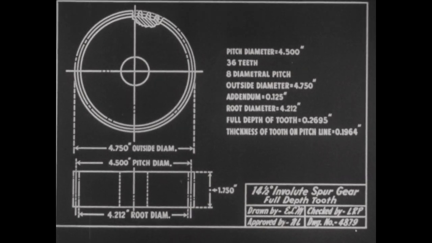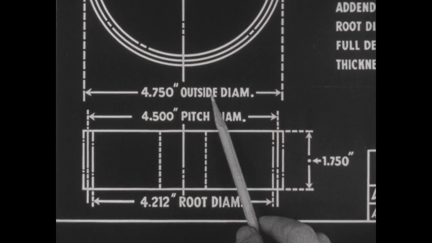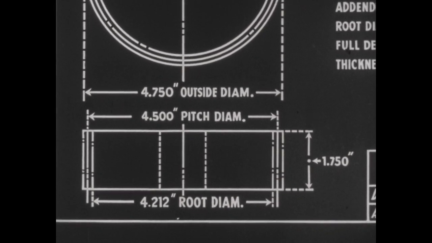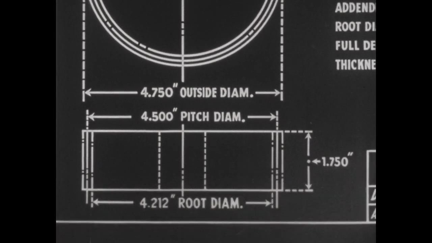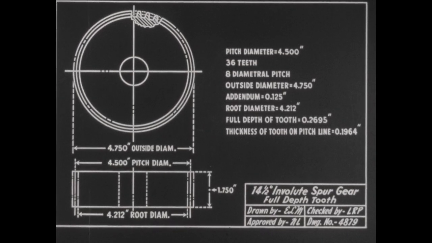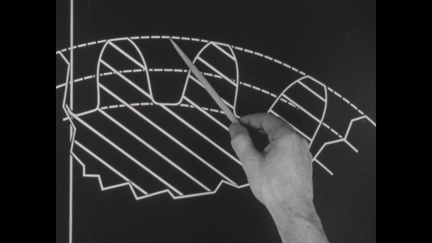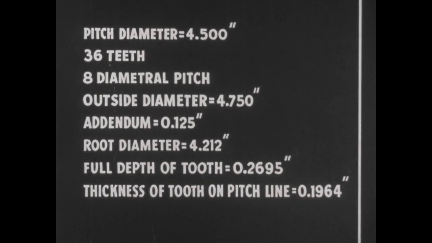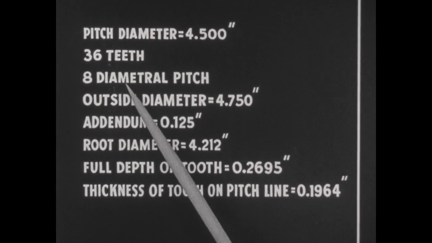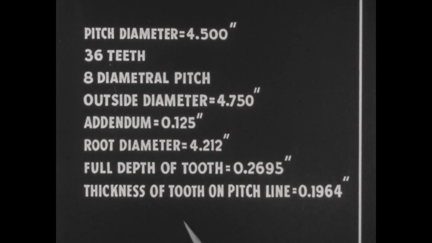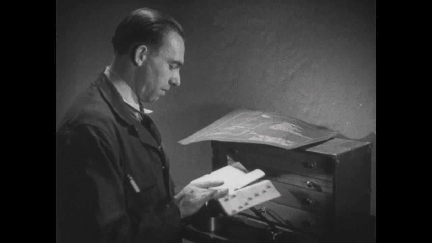The selection of the proper gear blank stock is determined by the outside diameter, 4 3/4, and the width, 1 3/4. The full depth of tooth is to be 269.5 thousandths, the depth of cut to be made. The number of teeth, 36, and the diametral pitch, 8, determine the selection of the proper cutter. This can be learned by means of a handbook.